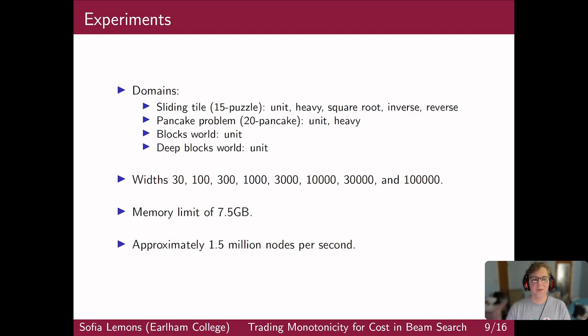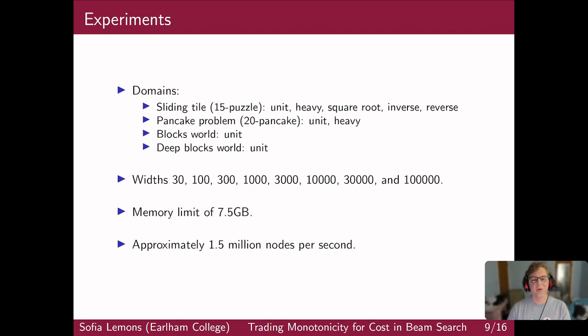It maintains this monotonically improving floor on solution quality. In our larger experiments, we ran experiments across 4 different domains: the sliding tile puzzle, the pancake problem, and 2 versions of Block's World. In the sliding tile puzzle, we used 5 different cost models: unit cost, heavy cost, in which the cost to move one tile is the number of that tile, square root cost, in which the cost to move a tile is the square root of the number of that tile, inverse cost, where the cost to move a tile is 1 over the number of that tile, and reverse cost, where the cost to move a tile is 16 minus the number of that tile.